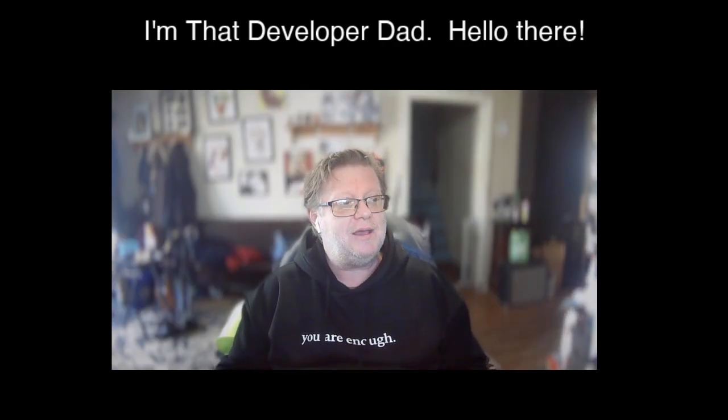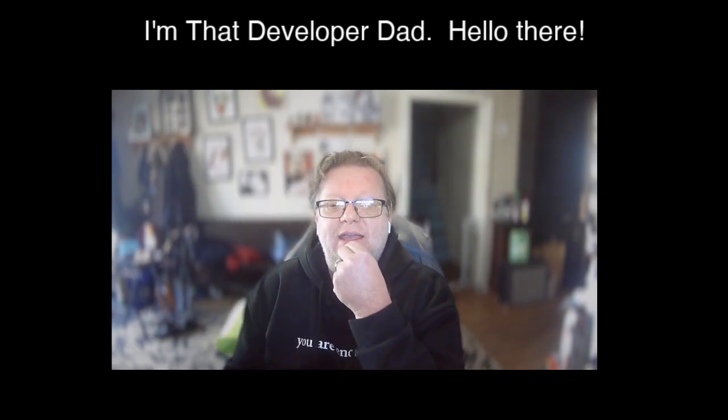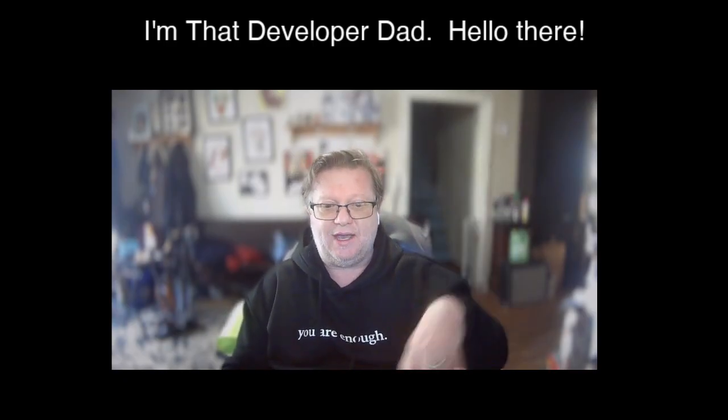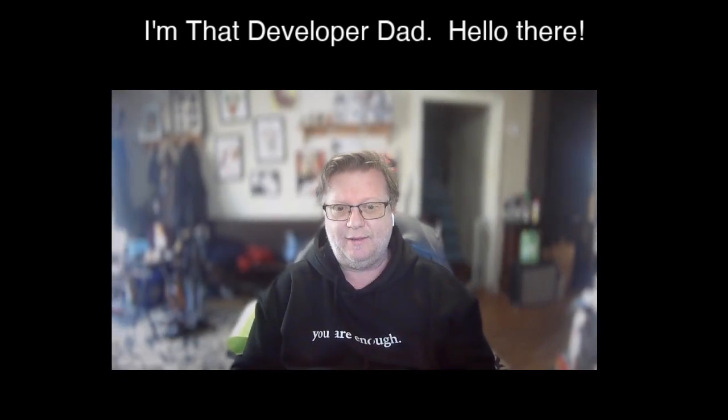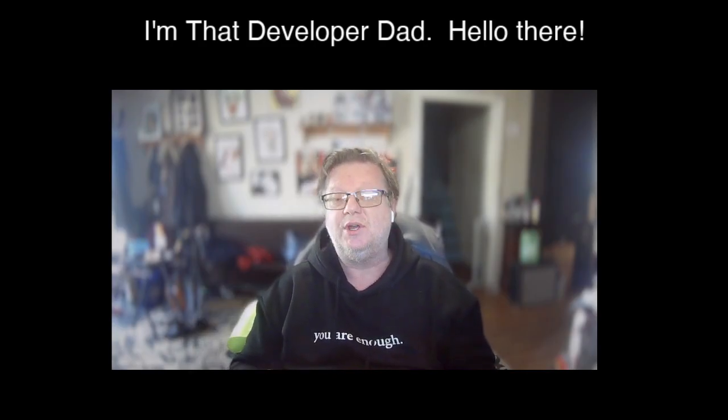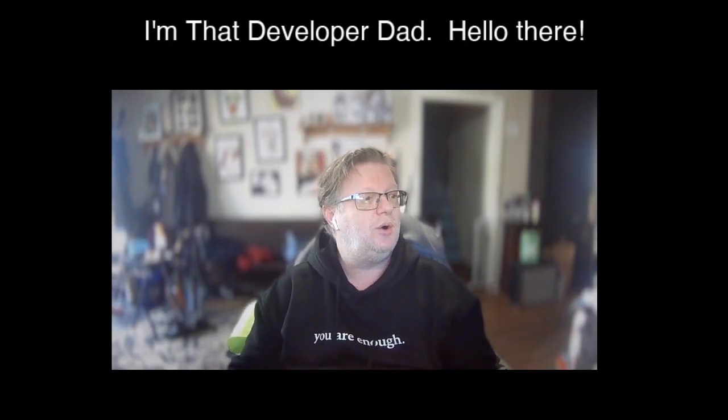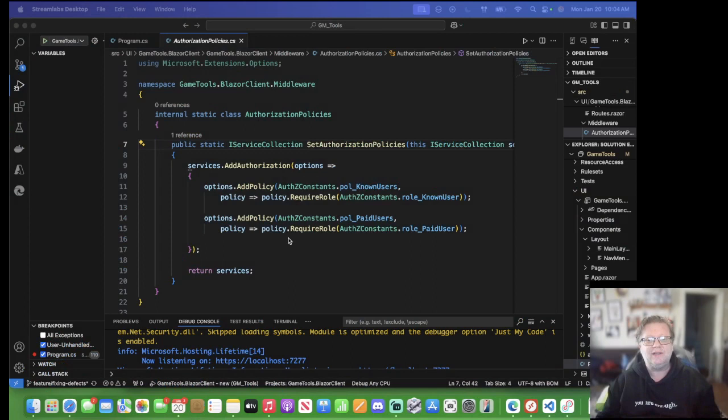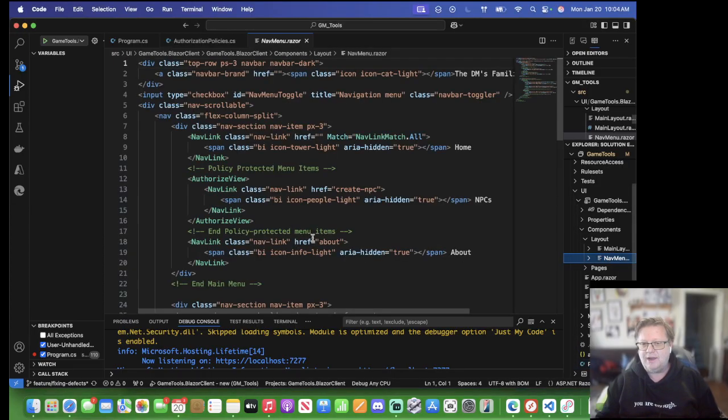Today, I want to get a button added to the main menu on the left-hand side of the main application that lets somebody who is a known user but not a paid user log into their account. So to do that, we're going to leverage these authorization policies that we set up a couple of months ago over in the main application, and we're going to work those into our nav menu.